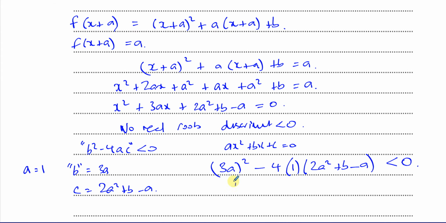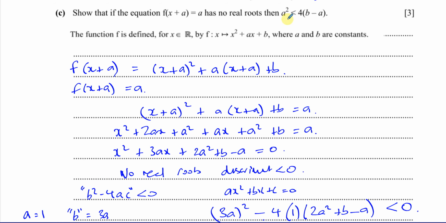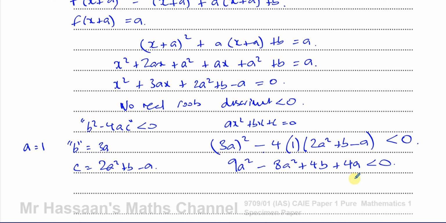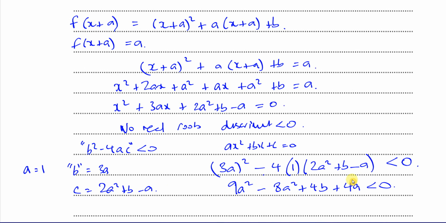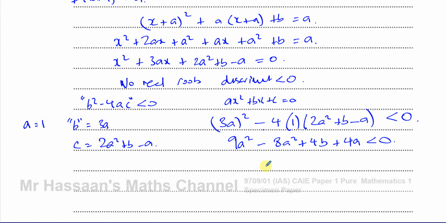So this is going to give us 9a squared minus 4 times 2a squared. Let me just do that in one step. Minus 4 times 2a squared is 8a squared. Minus 4 times b is plus 4b... sorry, minus 4b. And minus 4 times minus a is plus 4a, less than 0. Now let's see how it has to look. a squared is less than, so it's like you made a squared the subject. a squared is less than 4 times (b minus a). So we got here 9a squared minus 8a squared is a squared. And now we're going to subtract this from both sides.